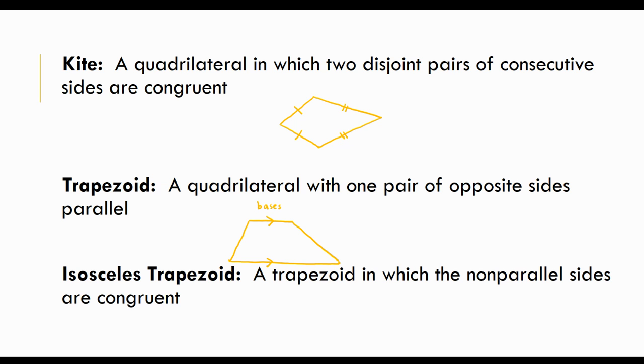And then we have an isosceles trapezoid. An isosceles trapezoid is a trapezoid in which the non-parallel sides are congruent. So we know that a trapezoid has 1 pair of opposite sides parallel, but now for it to be isosceles, the other 2 sides are congruent. Think about an isosceles triangle. A triangle that has at least 2 sides congruent would be isosceles. So here, 2 sides that are parallel are never going to intersect, but the other 2 sides, in this case, would have to be congruent.